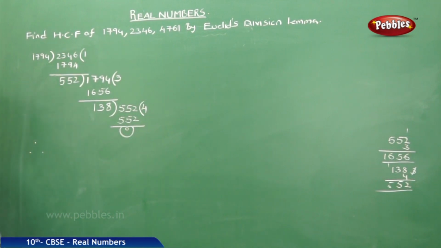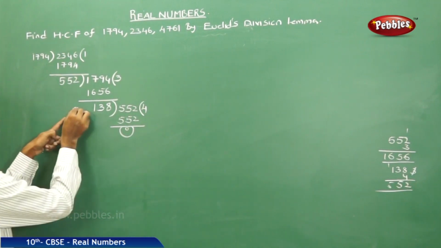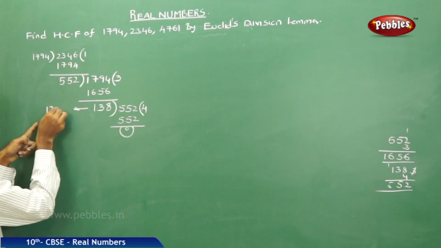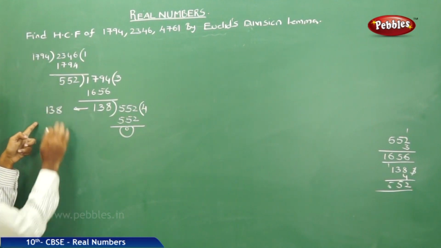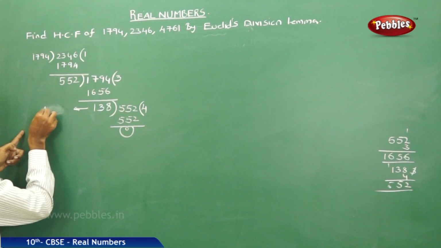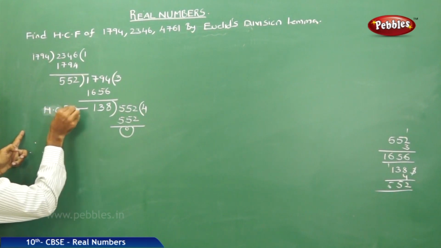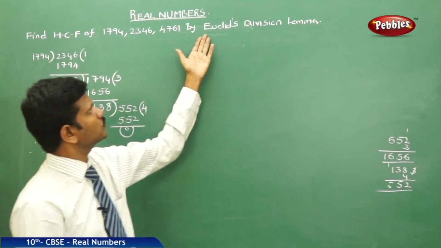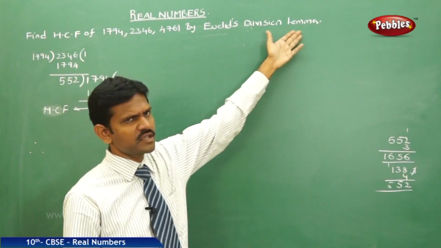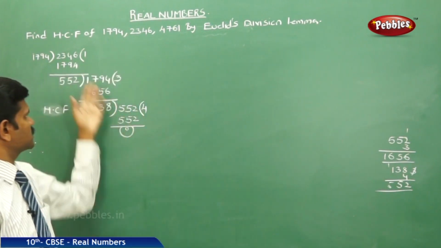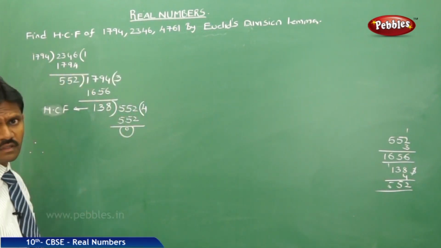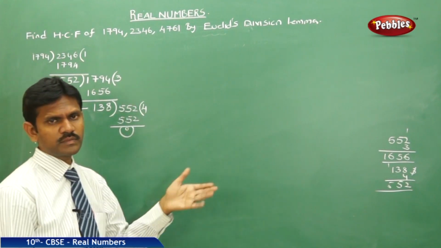Therefore, your HCF is 138, which is the HCF. Now I have to do it by Euclid's division lemma method, but this was the division method. After this, you will know how to frame the next steps.